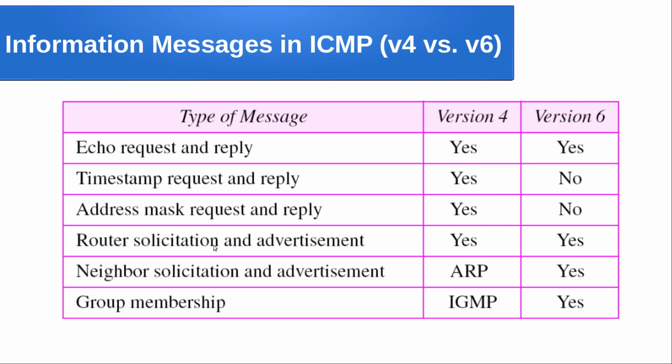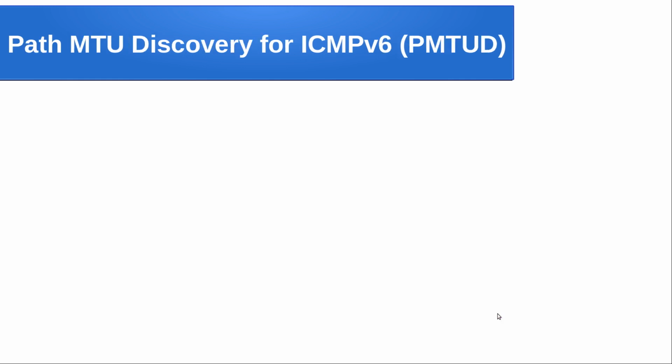Okay. So router solicitation and advertisement are there in both. Neighbor solicitation and advertisement, if you are looking at ICMP version 4, is done by another protocol called ARP, but here in V6 this ICMP version 6 is doing this also. That means there is no ARP protocol when it comes to IPv6. Similarly for group management we have IGMP protocol in IPv4, but when it comes to IPv6 that group management is done by ICMP version 6. So ARP and IGMP are there with IPv4 only and they are not there in IPv6.